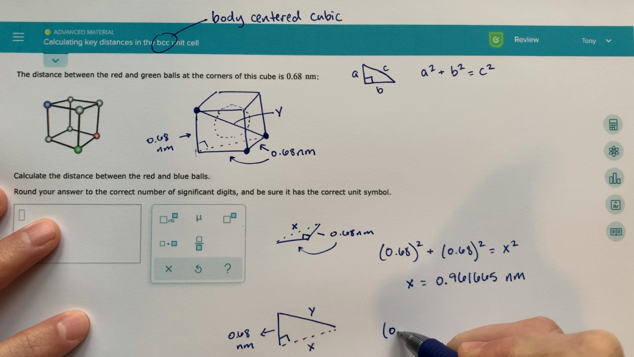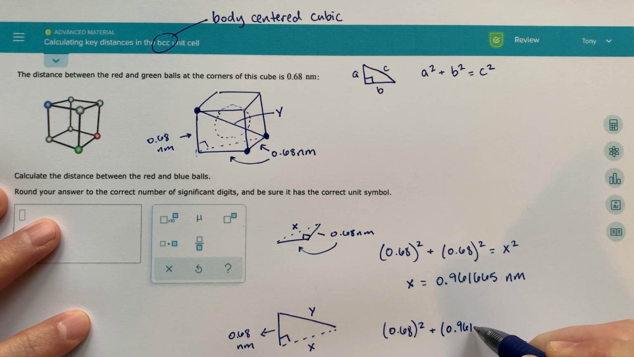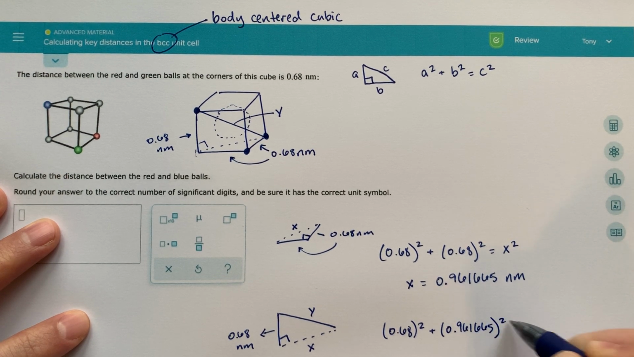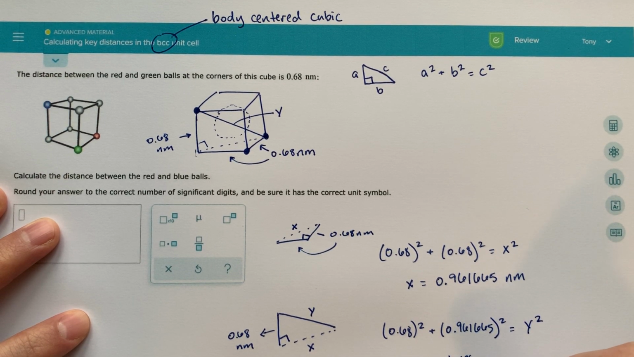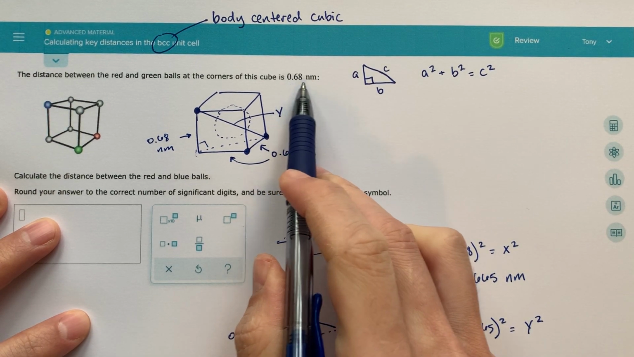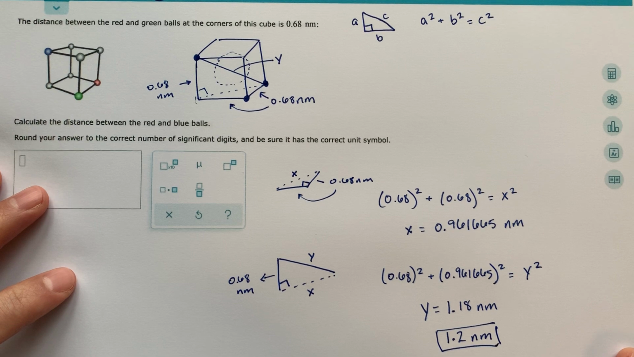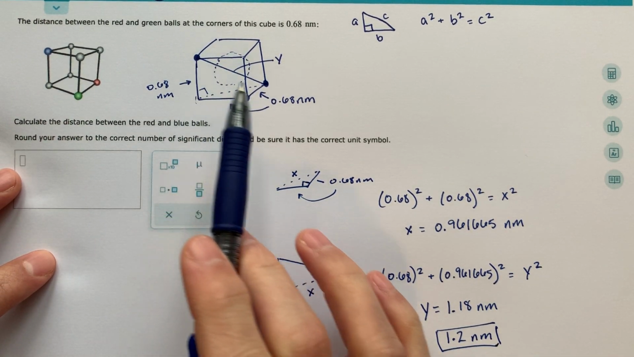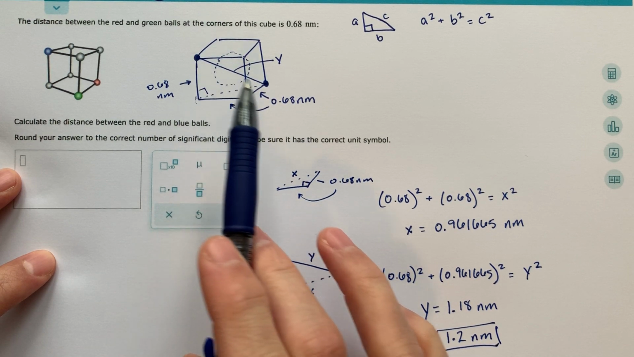That's going to be 0.68 squared plus 0.961665 squared equals y squared. We can solve this for y. And we get a value of 1.18 nanometers, which we're going to round to 1.2 nanometers. We've got 2 sig figs here, and we want to have 2 sig figs in our answer. So that is our answer for this distance y along this line here from the blue dot to the red dot.